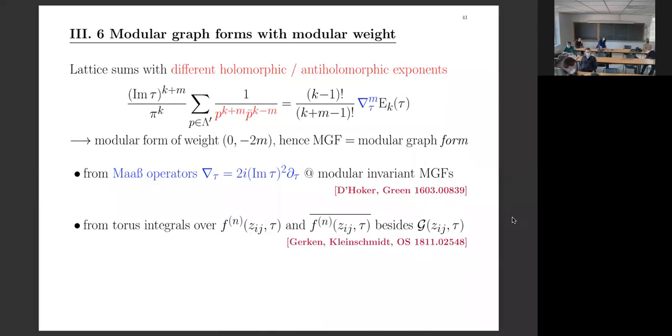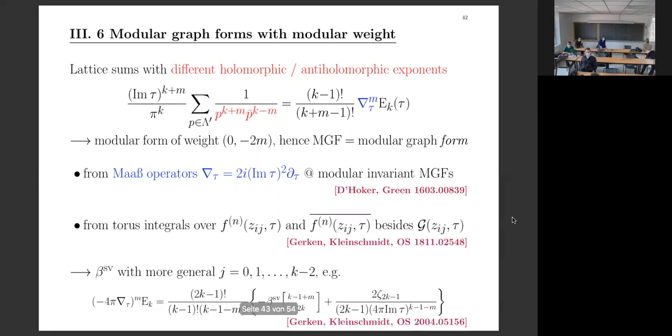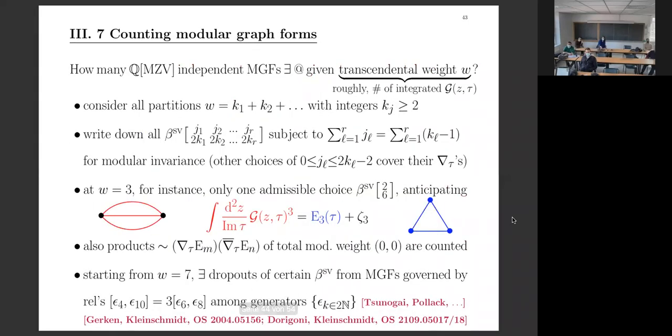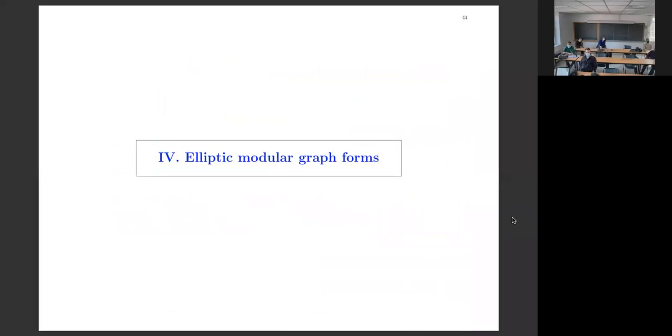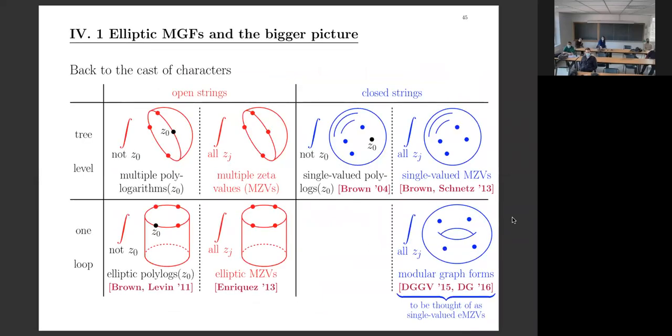Good. I guess for timing reasons, I should skip a couple of slides. So what I'm skipping here is to say that you can also look at modular forms at non-zero modular weight. Also, this is contained in the beta SV. And other things that I probably skip largely, even though it hurts, is so-called elliptic modular graph forms.